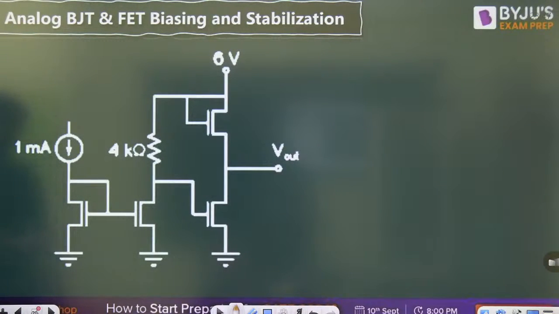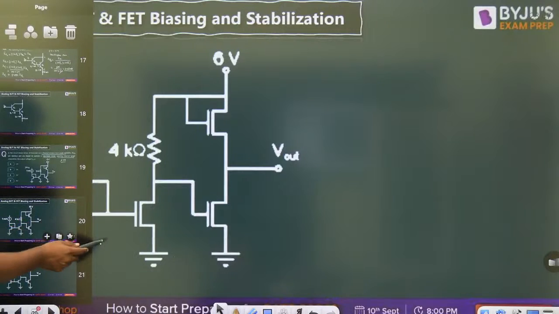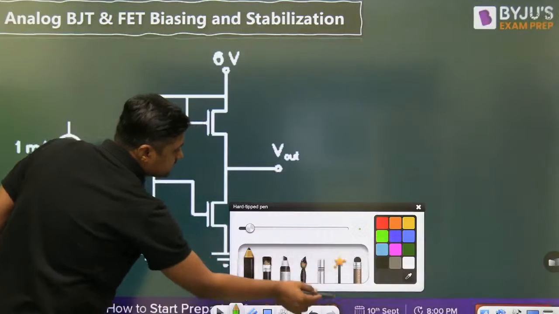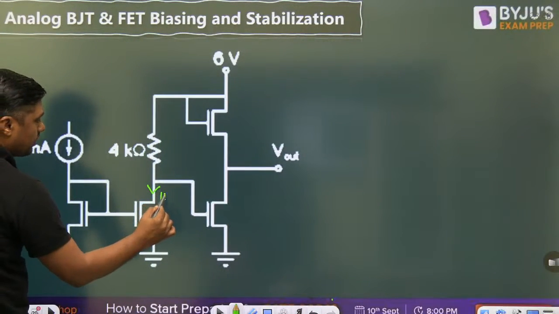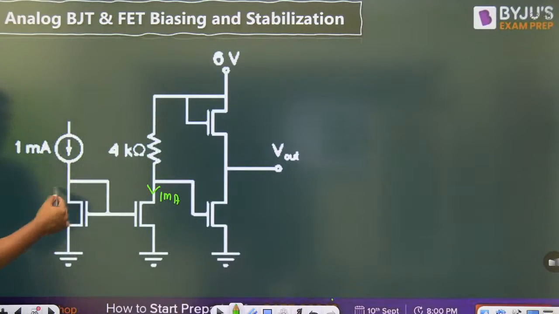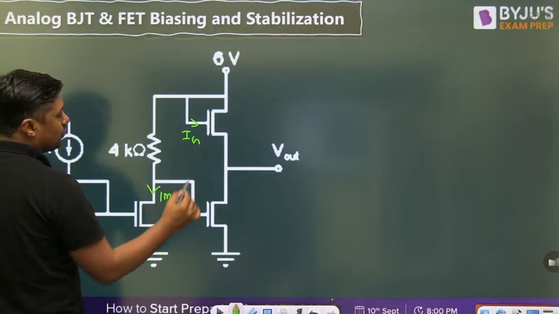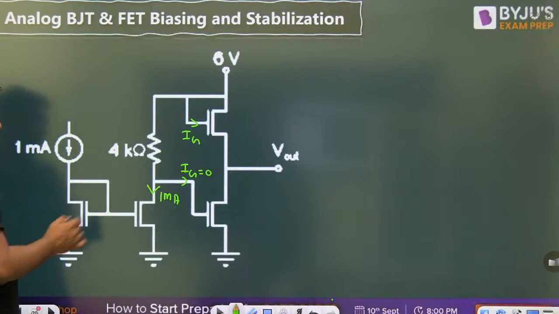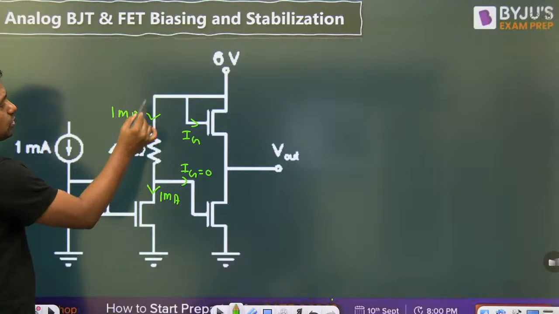First of all, always watch this diagram. This is a current mirror circuit. When this is the current mirror circuit, it means if this current is 1 milliampere, then definitely the current through this transistor will also be 1 milliampere because it is a mirror of that. Now what is the gate current? Always remember gate current is 0. All the gate currents are 0 because the input resistance is almost infinite. Means this 1 milliampere current will come through the 4 kilo ohm resistor.